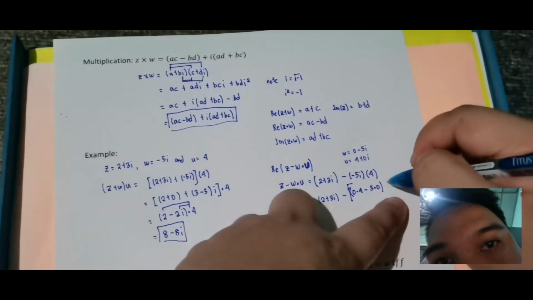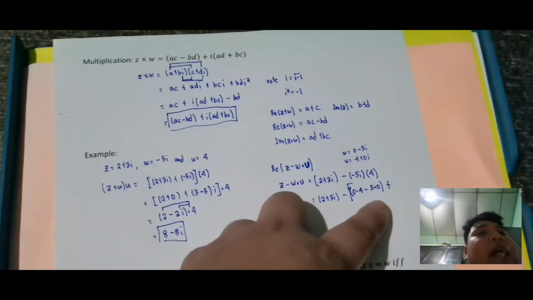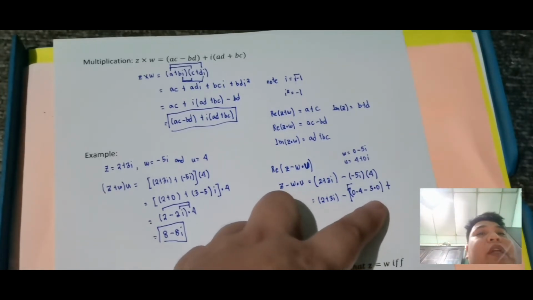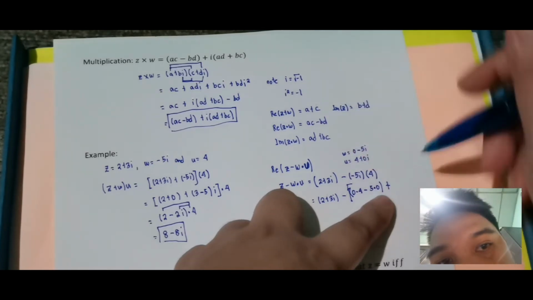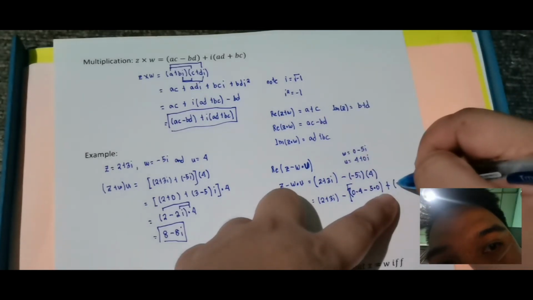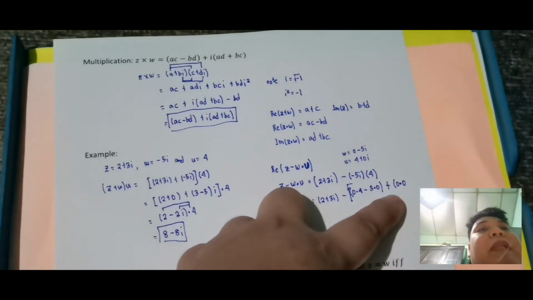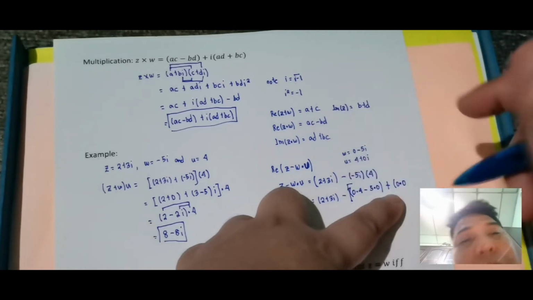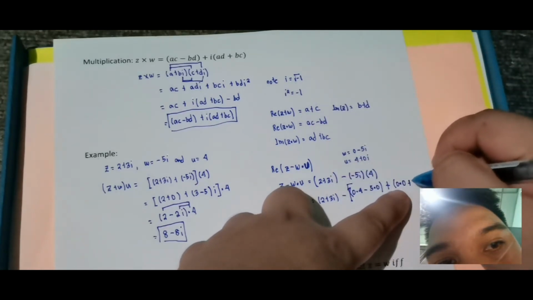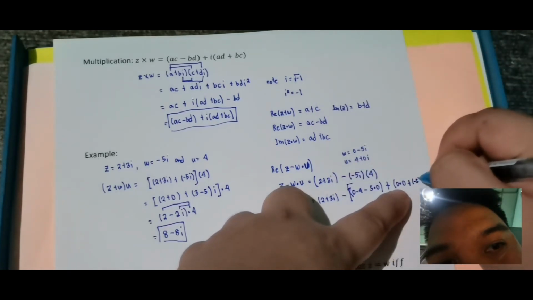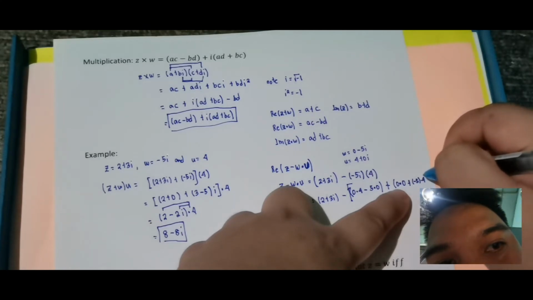Okay, then next, plus I, hindi ko lalagay I kasi nga may number na involved. Next is AD plus BD. So, that is 0 times 0. Then, plus BC. That is BC, negative 5 times 4. So, that is negative 5 times 4.